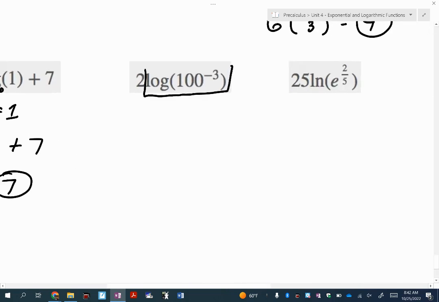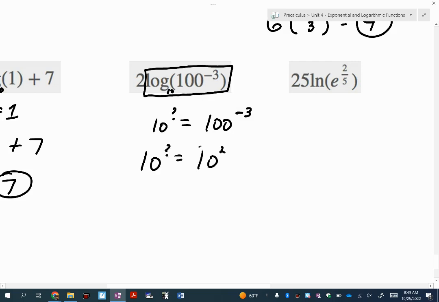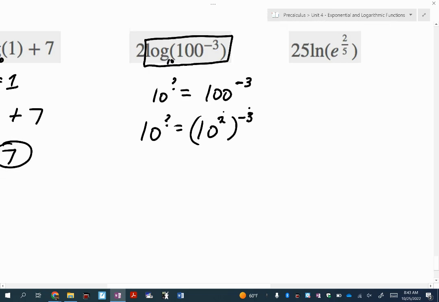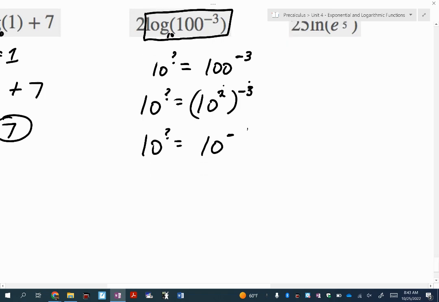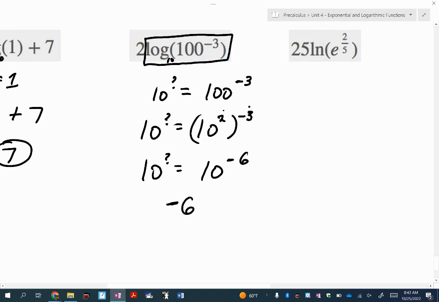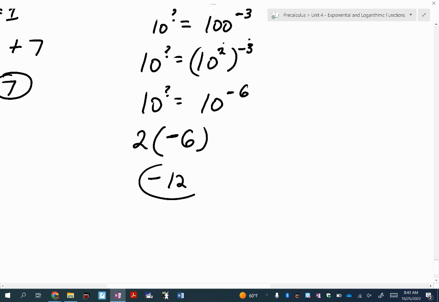Focus on this log first before you multiply by that 2. So I have a base of 10. So 10 to some power gives me 100 to the negative third power. Let's use something we did in one of the previous problems. Leave this alone. Rewrite 100 as 10 squared. Right? 10 squared is 100. Remember what we did earlier. This is a power raised to a power, so you multiply. So that's going to be 10 to the 2 times negative 3 power, which is the negative 6 power. So this has to be negative 6. But again, I'm not done because I need to bring down that 2 times negative 6, which gives me negative 12.